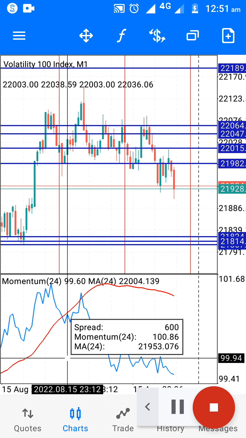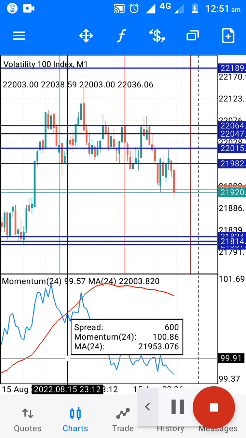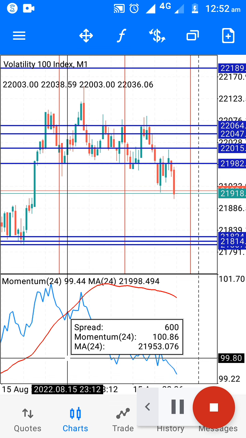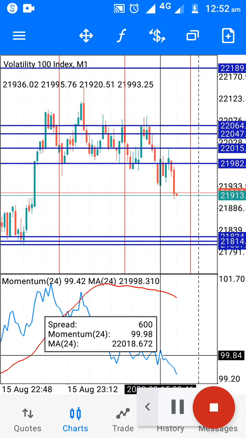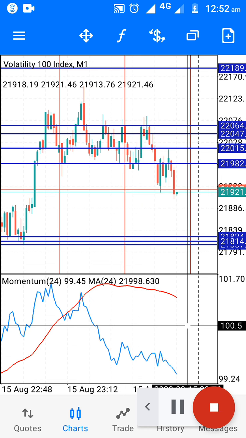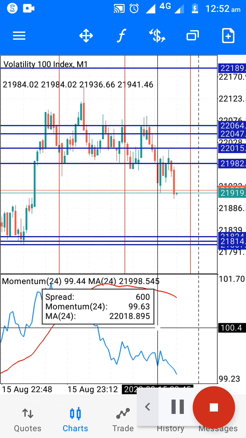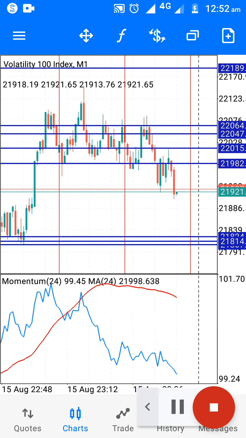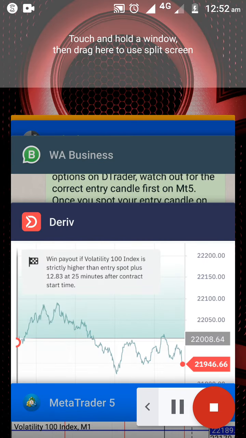Now, always do your analysis on MT5 before trading higher and lower options on DTrader. When trading higher and lower options on DTrader, watch out for the correct entry candle first on MT5. Once you spot your entry candle on MT5, return to DTrader to take your entry in the correct buyers spotted while the entry candle is still running.